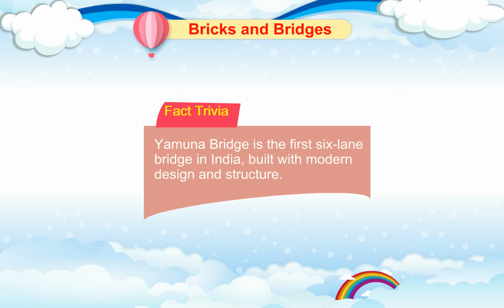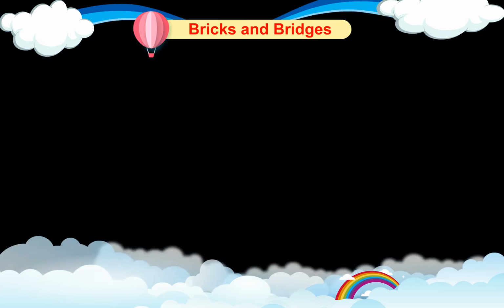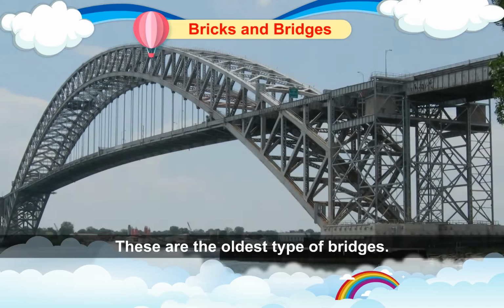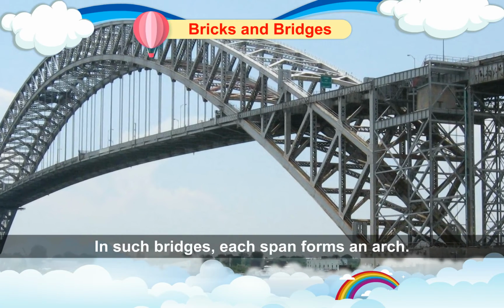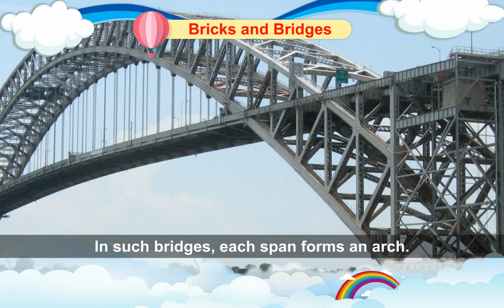Fact trivia. Yamuna Bridge is the first six-lane bridge in India, built with modern design and structure. Arch bridges. These are the oldest type of bridges. In such bridges, each span forms an arch.